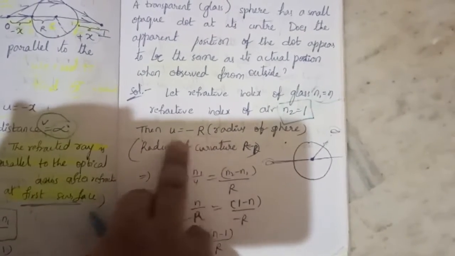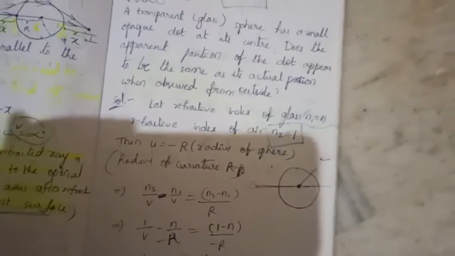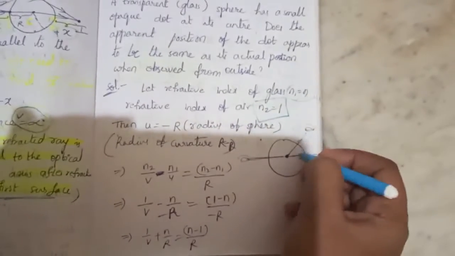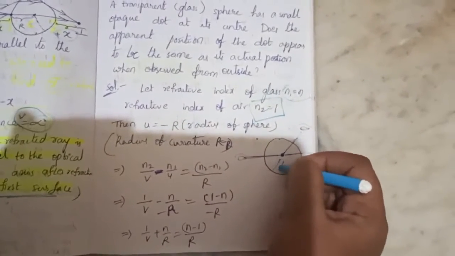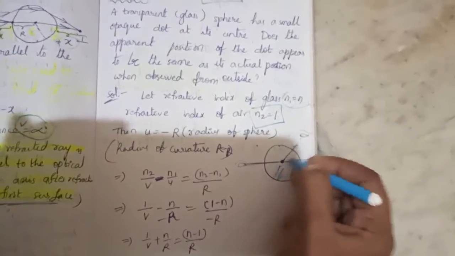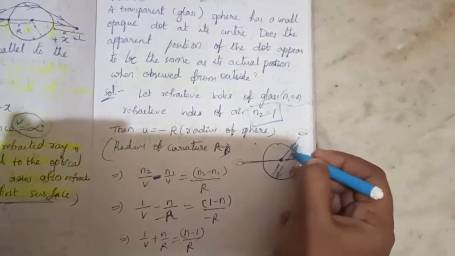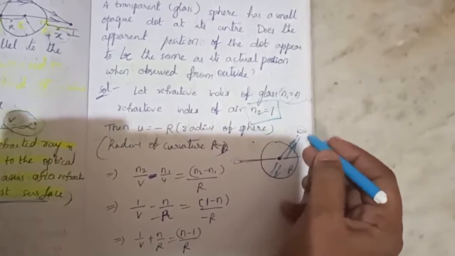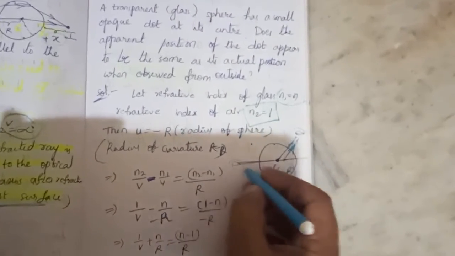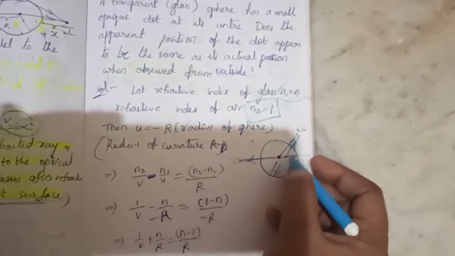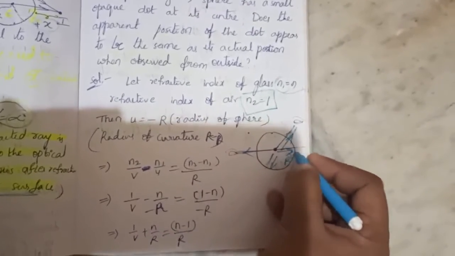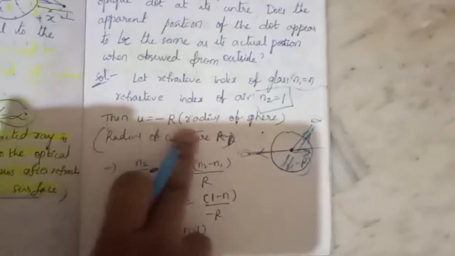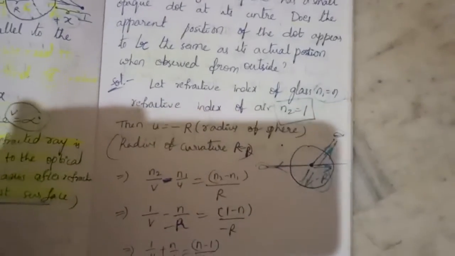Why are we taking minus r? While we are observing from the observer's side, we calculate on the other side. If we take the observer here, the other side is like this, so we take minus r. This is the incident side, the ray of incidence is this side. That's why I am taking minus r here. If we take the observer on this side and calculate this side, it is r. Like that we take minus r, the radius of curvature.